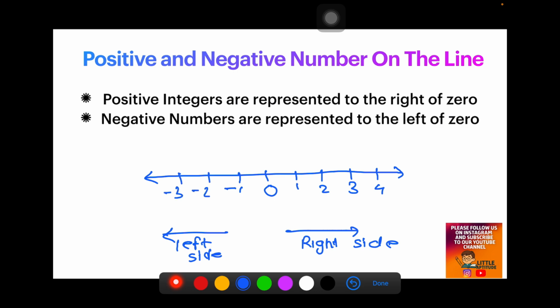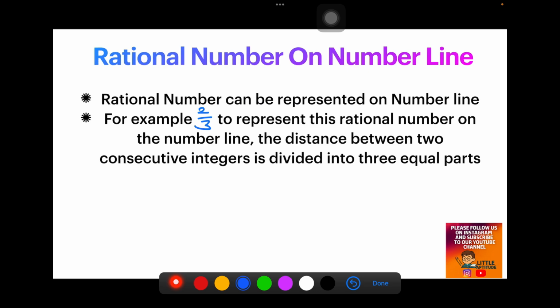Understood? So always remember this point: positive integers are represented to the right of the 0 here, and negative integers are represented to the left of the 0. Okay, that's good.